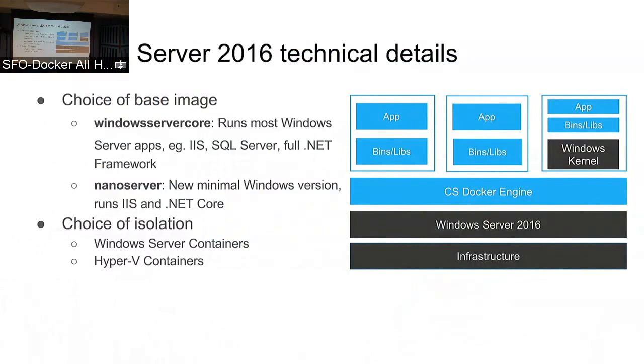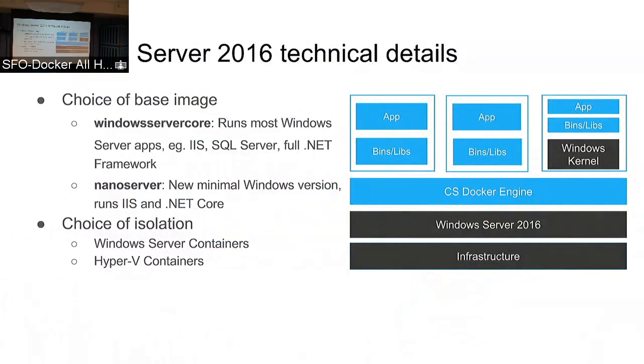The other option is called NanoServer. NanoServer is a new variant of Windows that Microsoft started shipping with Windows Server 2016. By the way, if you didn't realize, today was actually the day that Windows Server 2016 went GA. They announced it a couple of weeks ago, so it's been available for a few weeks.